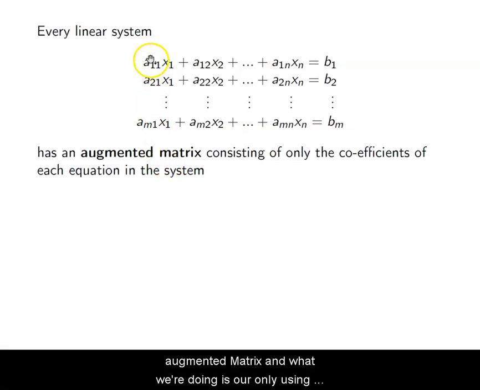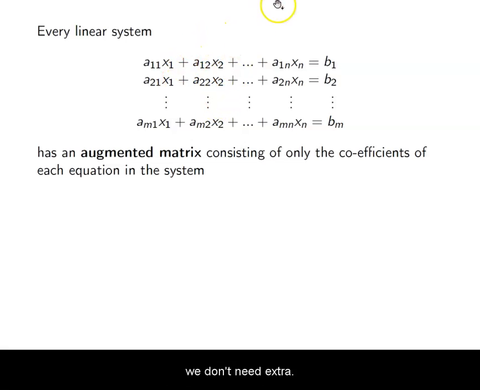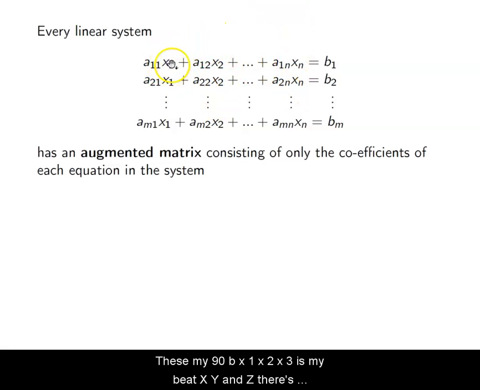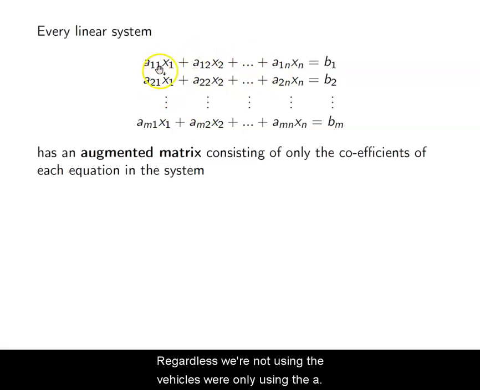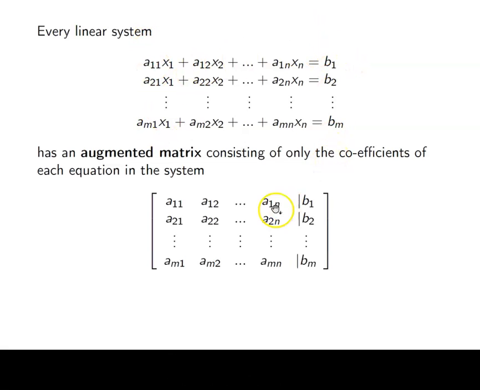And what we're doing is we're only using the coefficients, the a11, the a2n, the b3. We're only using those. We don't need the x1, we don't need x2, we don't need x3. These might not even be x1, x2, x3s. These might be x, y, and z, if there's only 3 of them, for instance. Regardless, we're not using the variables. We're only using the a values, right? Whatever number would be in the a place, and whatever numbers would be in these b places. Okay. So removing the variable terms, it will look more like this. So this ... means that we go on forever.